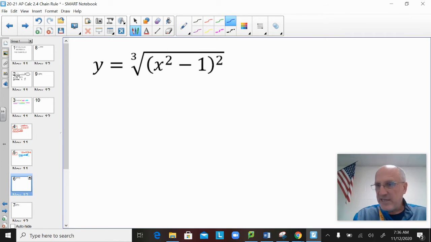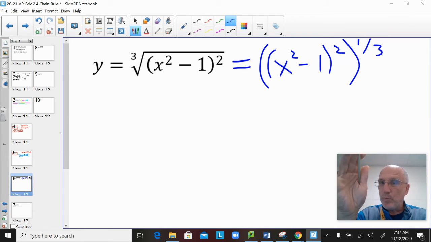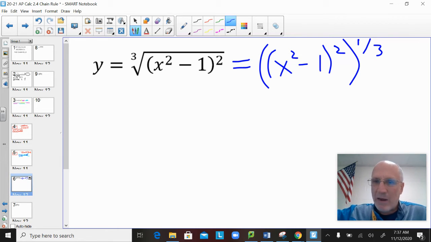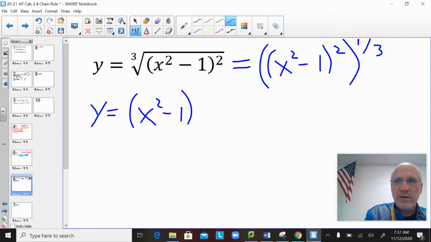So let's take the derivative of this. First, you might want to rewrite this. You should always be writing roots as exponents. Now, I'm going to do this in two steps. You can maybe do it in one. I can write this as x squared minus 1, squared, to the 1/3. That's just a cube root becoming to the 1/3. And then I have raising a power to a power, which is just multiplying exponents. So I would argue my actual function is x squared minus 1 to the 2/3.